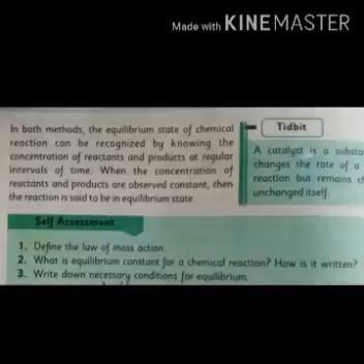My dears, in both methods, physical and chemical, the equilibrium state of a chemical reaction can be recognized, identified, or determined by knowing the concentration of reactants and products at regular intervals of time, at specific times. When the concentrations of reactants and products are observed to be constant, then the reaction is said to be in equilibrium state.